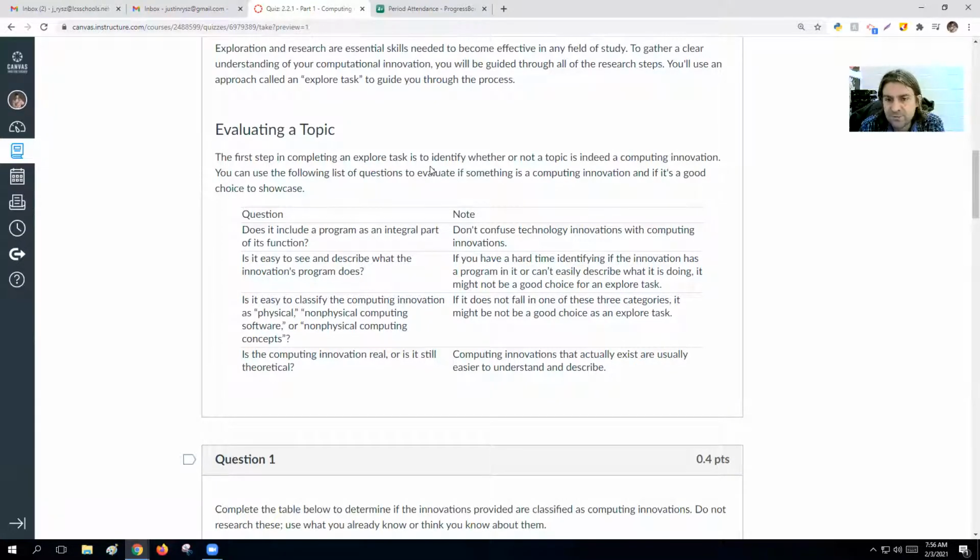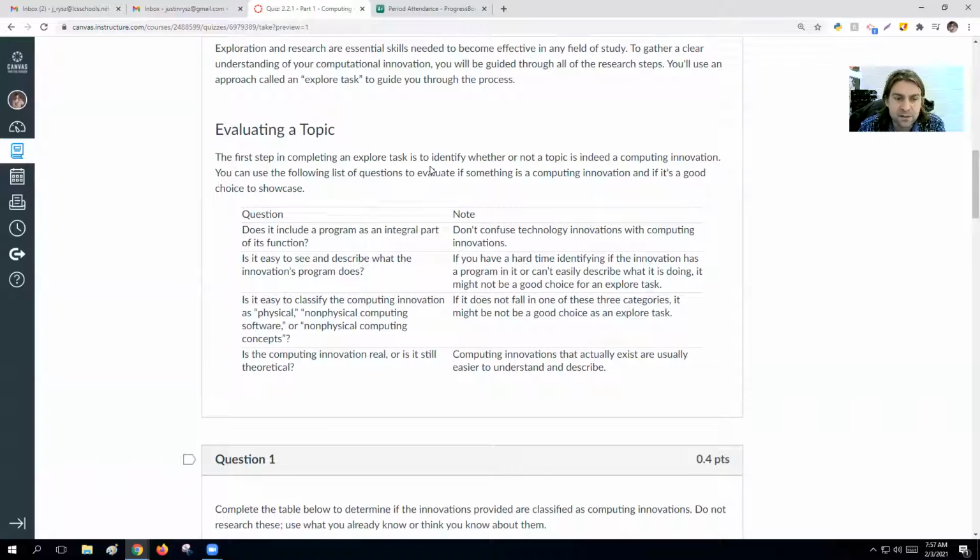If you have a hard time identifying if the innovation has a program in it, or can't easily describe what it's doing, it probably isn't a good choice to use as your explore task. Next, is it classified as a computing innovation as physical or non-physical computing software or a non-physical computing concept? If it does not fall in one of these three categories, it might not be a good choice to do as an explore task.